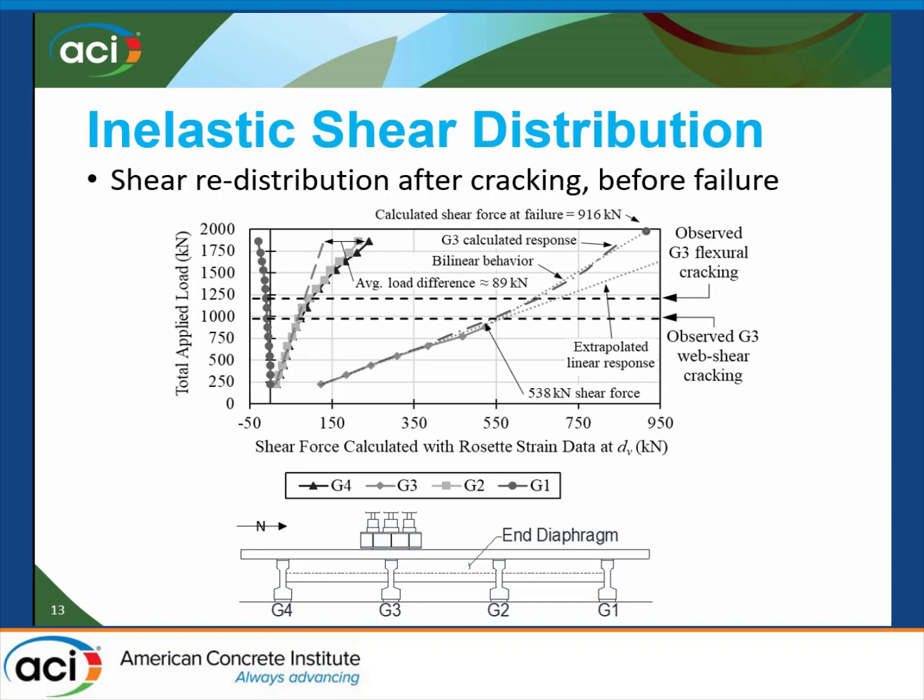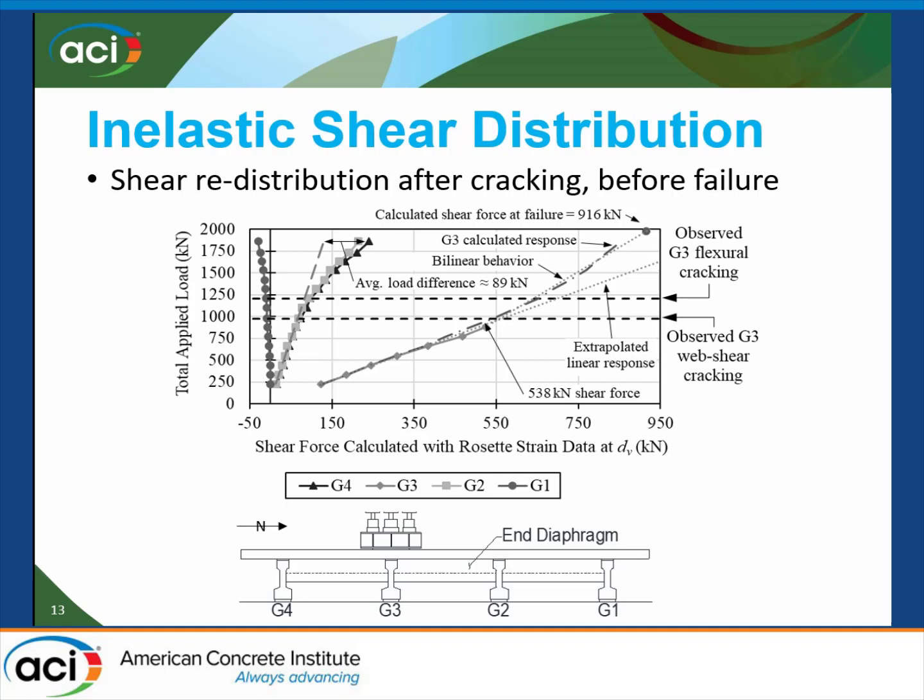On the y-axis, I've got the total applied load. So as we keep going up and up and up, how much applied load do we have? And then there are 4 lines with nice shapes of triangles, diamonds, squares, and circles, which each correspond to a beam in the bridge. That's the picture below, where we've got girders number 1 through 4. This one specifically talks about having an end diaphragm in the cross-section. So that's this slide. The next slide will have no end diaphragm.